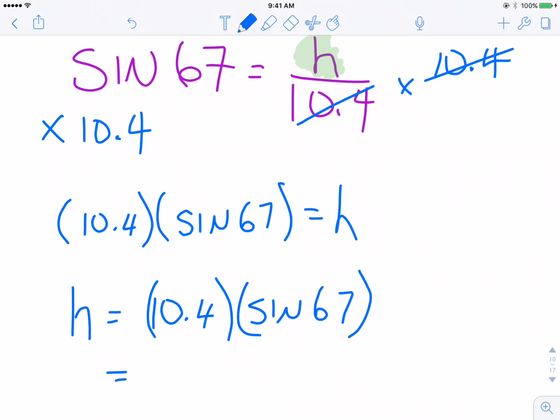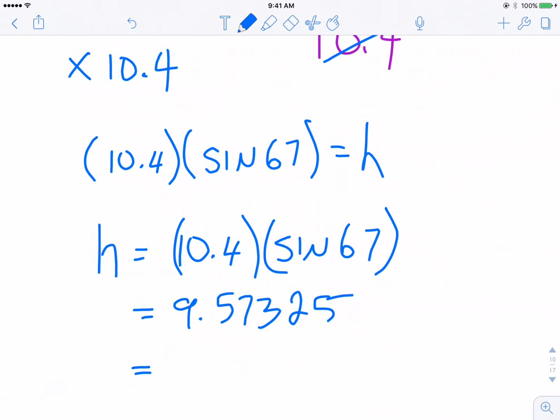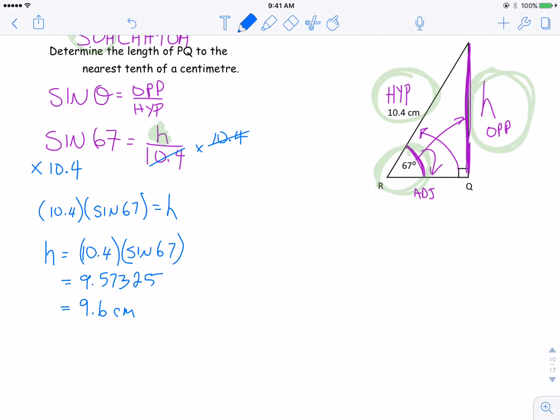Now I simply calculate that out. Punch that into my calculator. 10.4 times the sine of 67 gives me 9.57325. In this question, I was asked to the nearest tenth of a centimeter. That's the nearest one decimal place. 9.6 centimeters. And then that question is done like dinner.